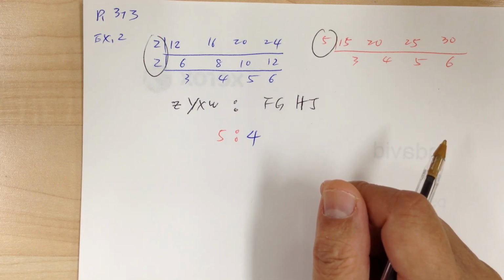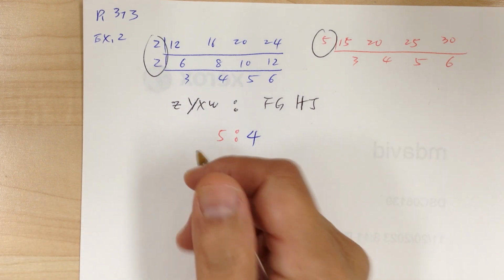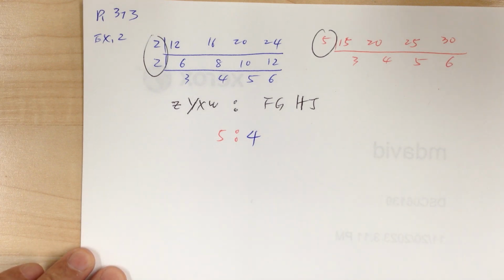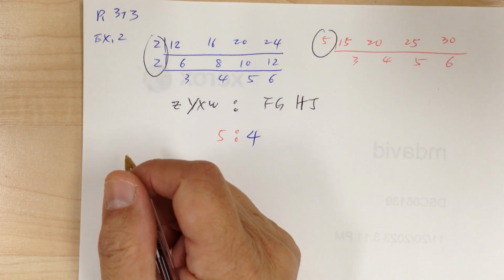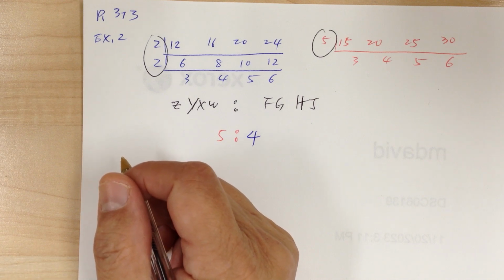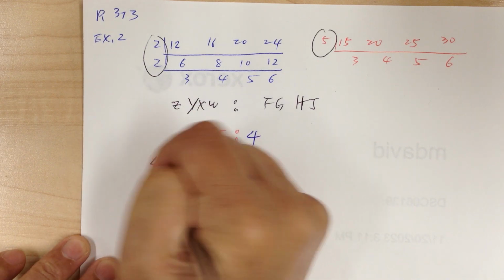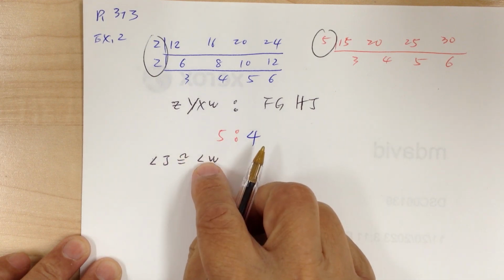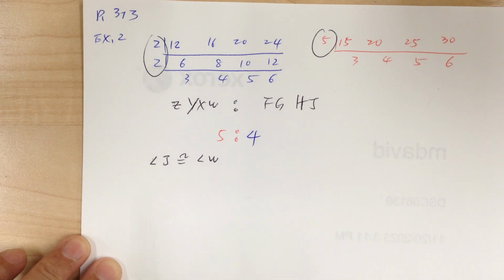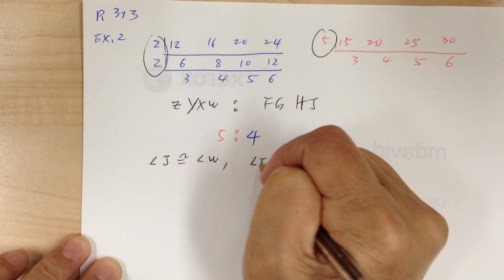But we have to write the similarity statement. So again, if you look at the picture, first you have to do all the angles. Let's go and do the hash marks. First the right angle: angle J is congruent to angle W. Then we do one arc, two arcs, three arcs, in that order. One arc would be angle F is congruent to angle Z.